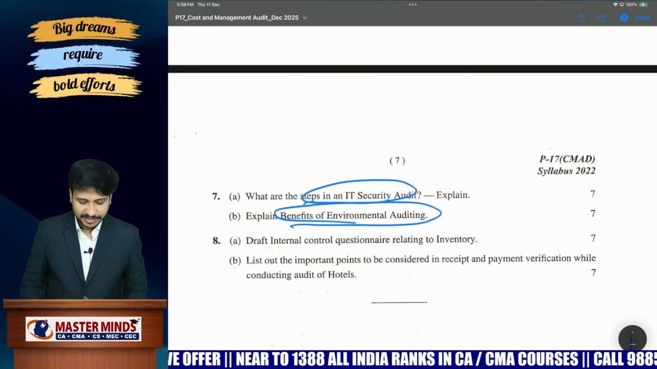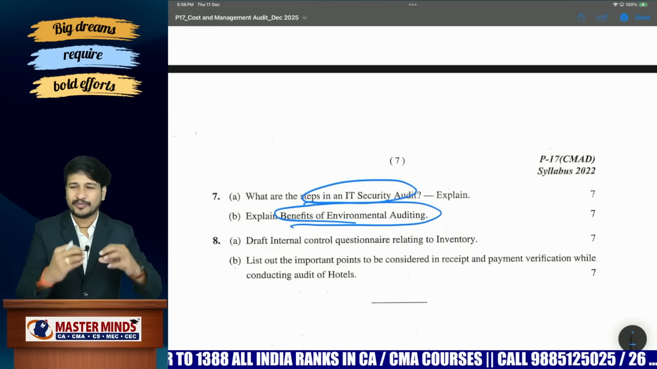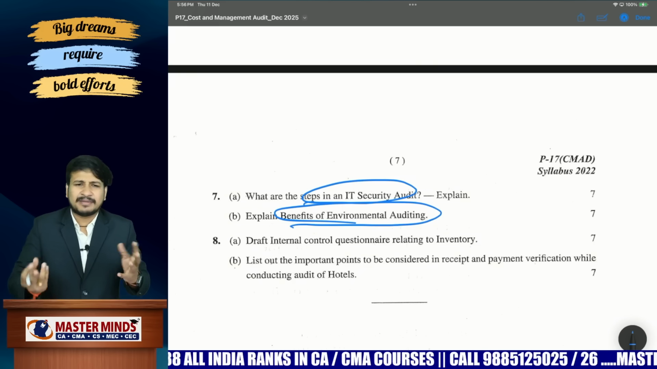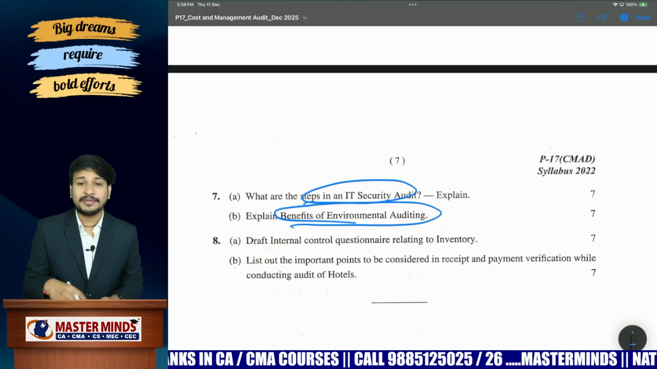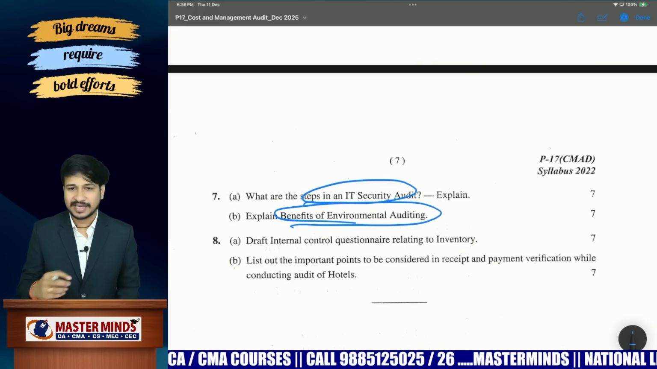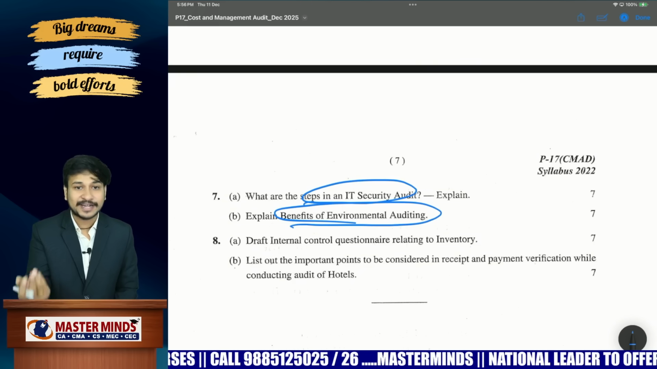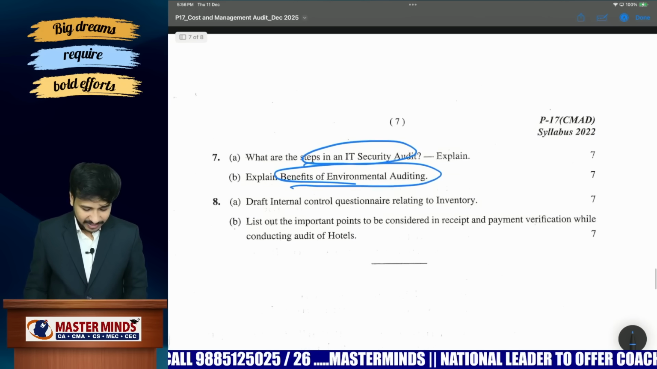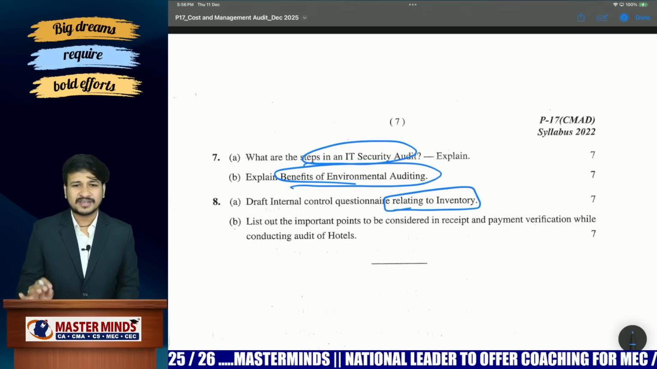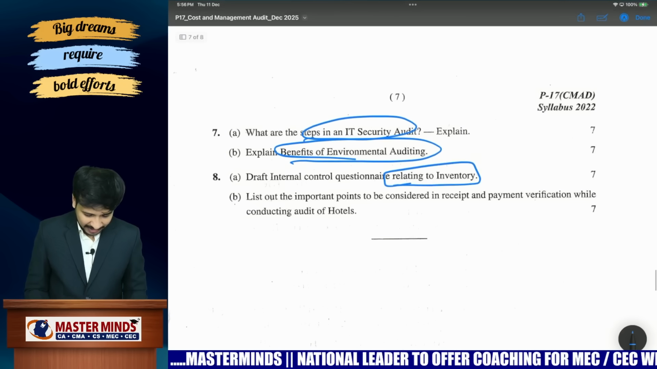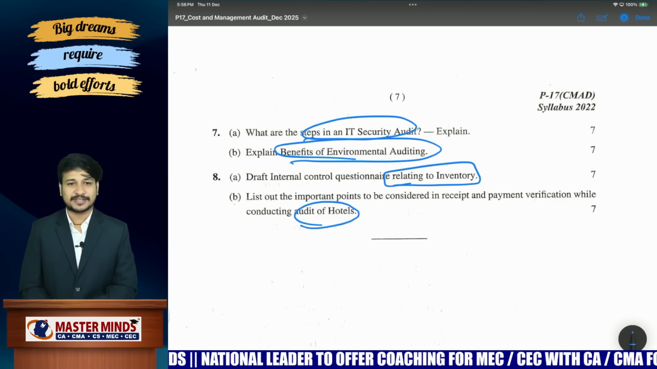Benefits of environmental auditing. From environmental auditing, you have many other things. So benefit is obviously unexpected, but somehow he asked, but it is there. It's equally important. But in environmental audit, there are many other things. That's what I mean, like features of environmental audit, objectives, and even how the environmental audit is being done. And coming to 8A, draft internal control questionnaire with respect to inventory. Simple question, but a bit unexpected. And 8B, audit of hotels. What are the points that were considered for audit of hotels?